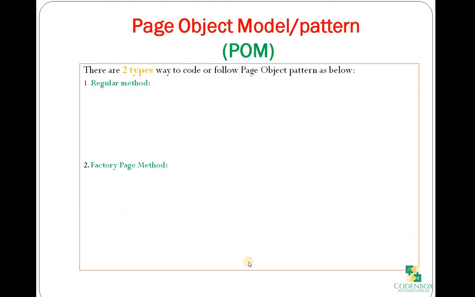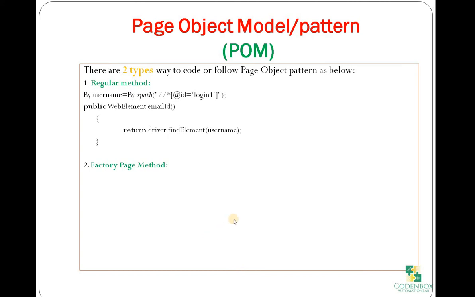Okay, and so now there are two types of code or pattern that allow us to create page object model. Number one, it's a regular method. Let's see what's the way. The regular method is this, the pattern example. So as an example, this is your @ID login 1. This is your XPath for your web element.